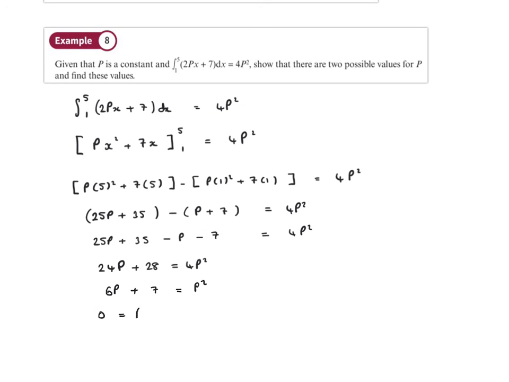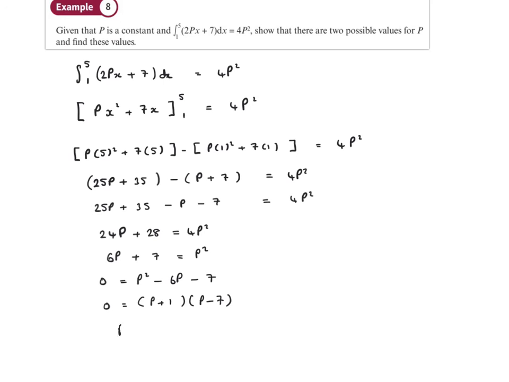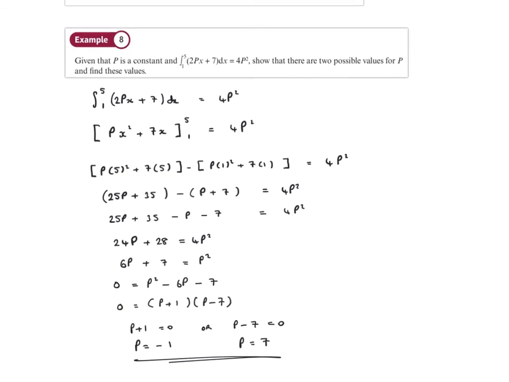Tidying that up, that gives us p squared minus 6p minus 7. And factorising gives us (p plus 1)(p minus 7). So therefore, we can see that p plus 1 equals 0, or p minus 7 equals 0, giving us that p is equal to minus 1, or p is equal to 7. And we have our answer.